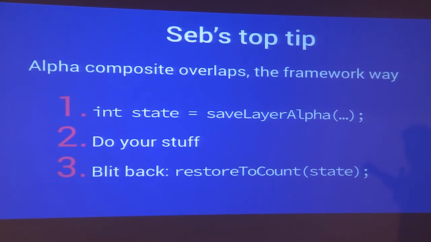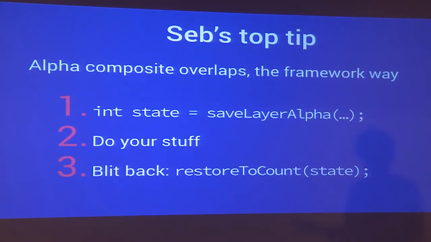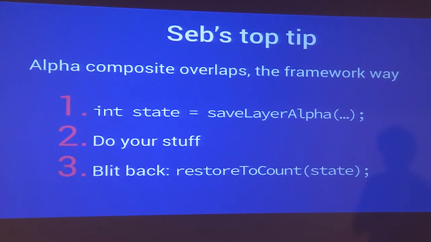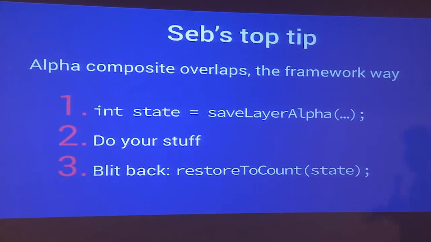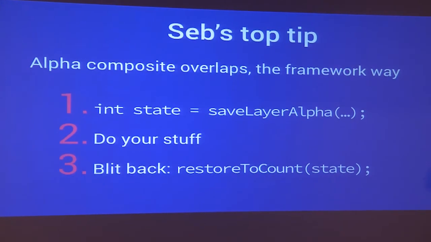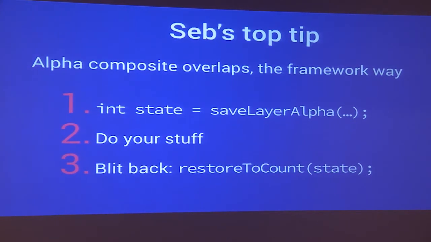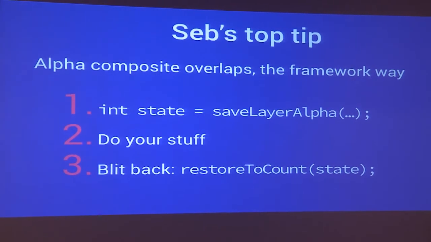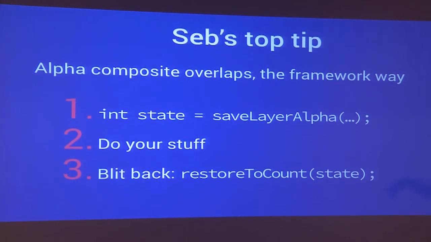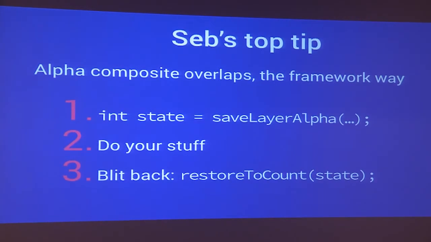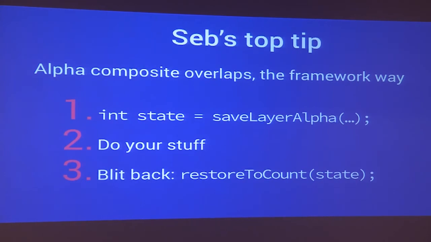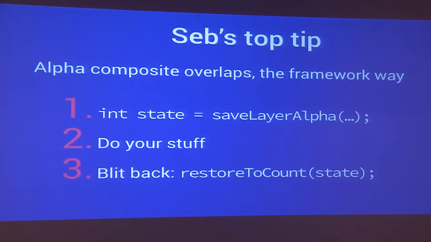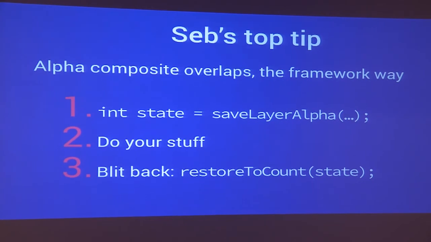And when you call restore to count using the state that you got from save layer alpha, the framework will composite back the stuff, will blend it back for you with an alpha value. So you can, for example, draw multiple things on the same place without caring about having all of them translucent. So maybe in the middle where they intersect, the alpha will be different than other places. So it's just a trick, but it shows you that if you know about the canvas, you can actually get away with stuff that would probably get you crazy easily enough.